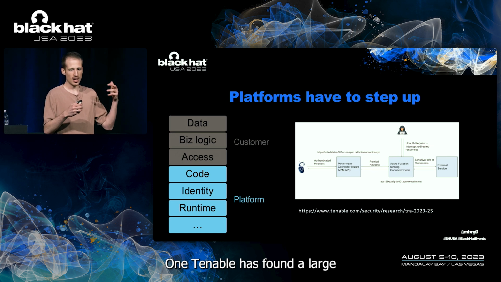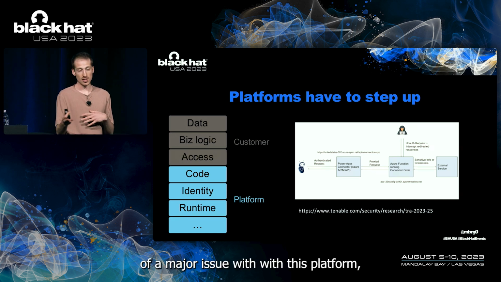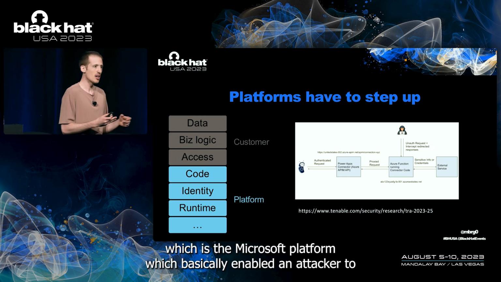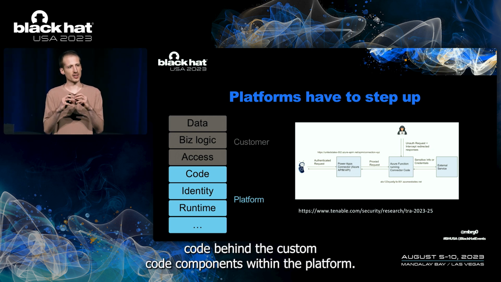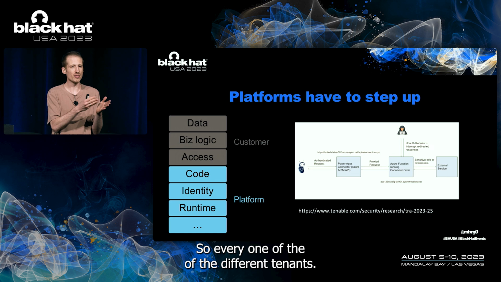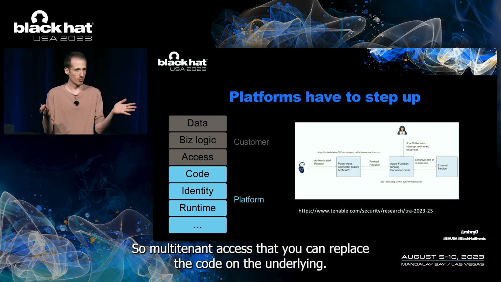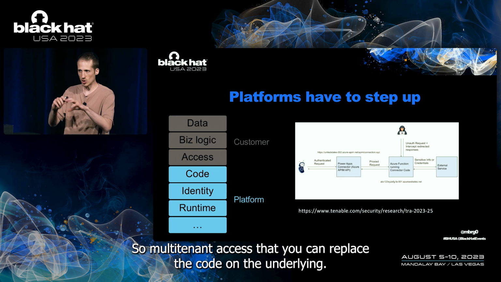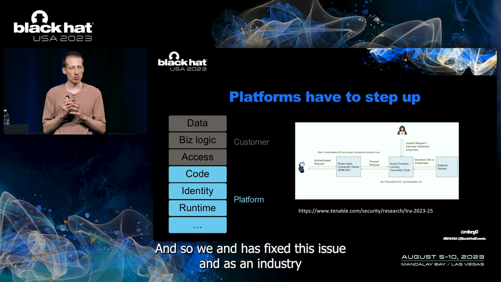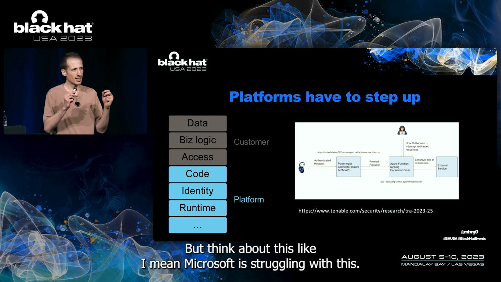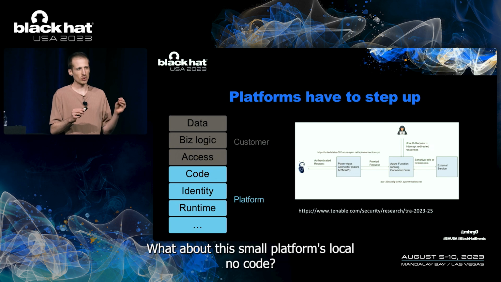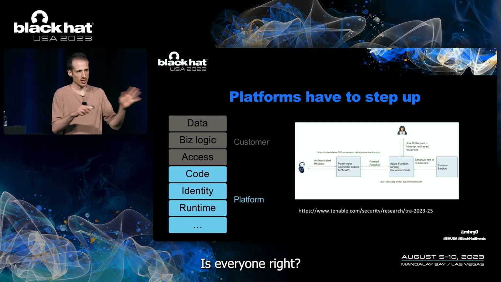Tenable has found a major issue with Power Platform, which is the Microsoft platform, which basically enabled an attacker to replace the code behind the custom code components within the platform for every one of the different tenants. So multi-tenant access, where you can replace the underlying code. And so Microsoft has fixed this issue, and as an industry, we're trying to get those platforms to a better position. But think about this: Microsoft is struggling with this. What about the small platforms? Low-code, no-code is everywhere, right?